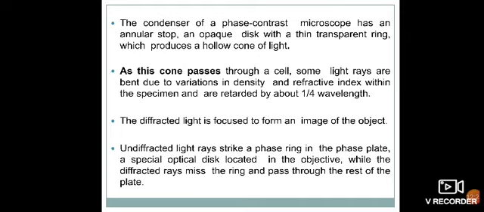The condenser of the phase contrast microscope has an annular stop. Already we know that the annular stop is at the bottom of your microscope. It is an opaque disc with a thin transparent ring. Okay, it has a thin transparent ring. So through this ring only a specific light passes.